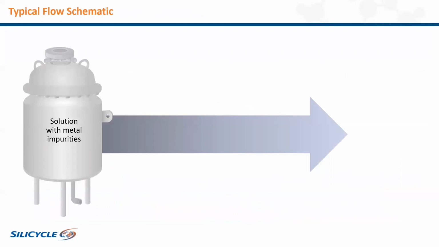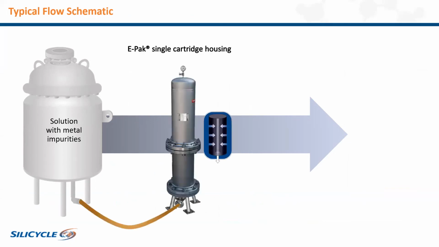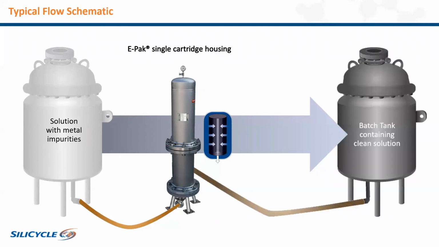So schematically, how does it work? You have the solution with the impurities that you want to remove in your reactor. You will hook up the housing, in this case a single cartridge housing, and then it will be hooked up to the final reactor that will have the clean solution in it.